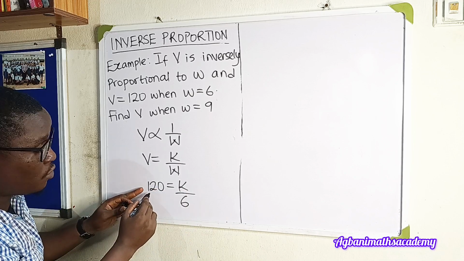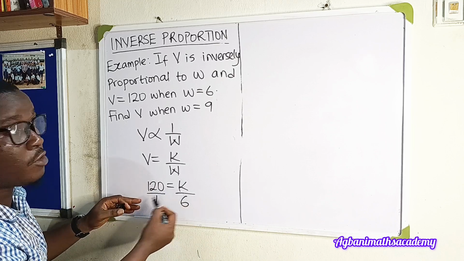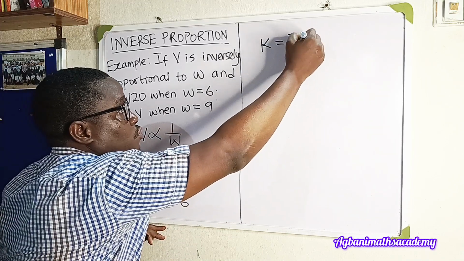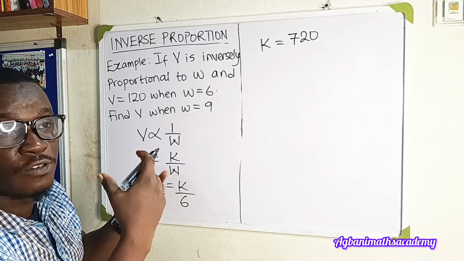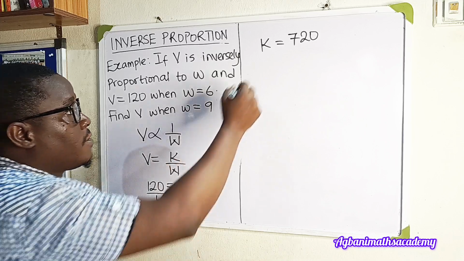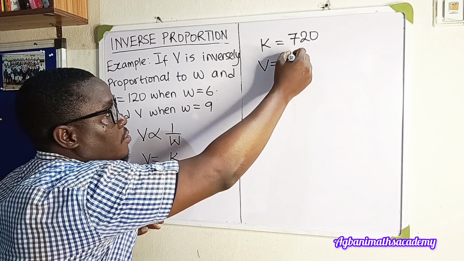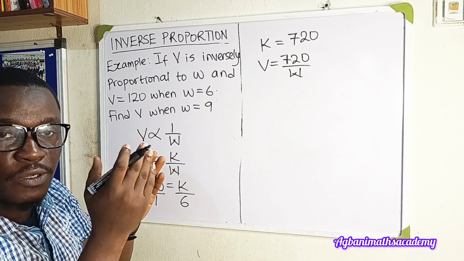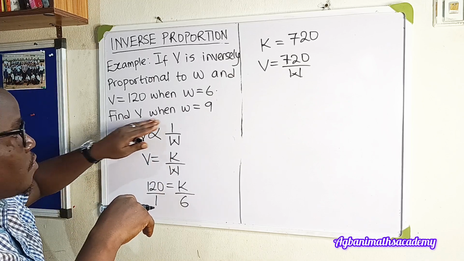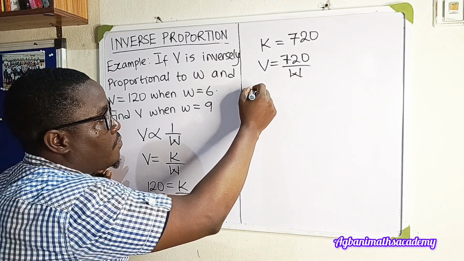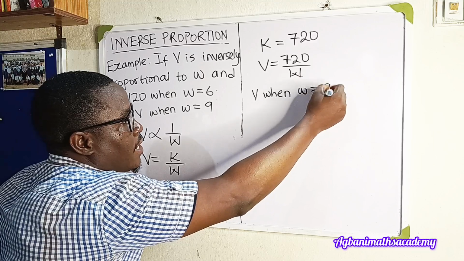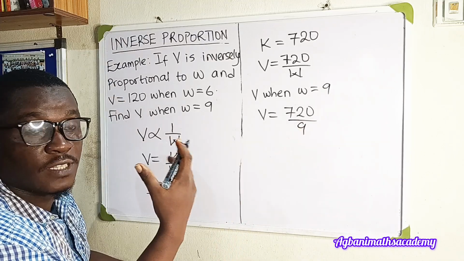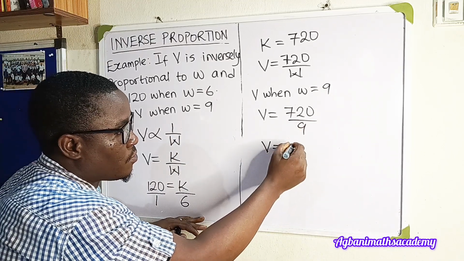Remember, 120 is the same thing as 120 all over 1. So we can cross multiply. K multiplied by 1 is going to give us K is equal to 120 multiplied by 6, which is going to give us 720. That means the value of K is equal to 720. So we can write this relationship as V is equal to 720 all over W. So this is the relationship between V and W. Now we can find V when W is equal to 9. So V is equal to 720 all over 9. 720 divided by 9 is going to give us 80. So V is equal to 80.